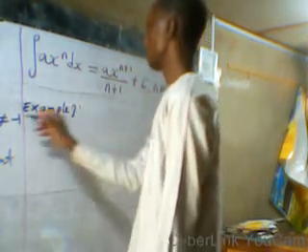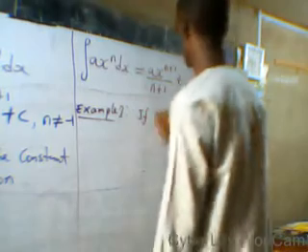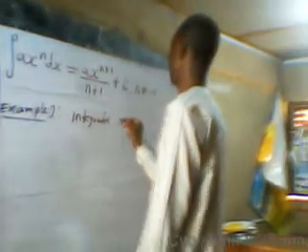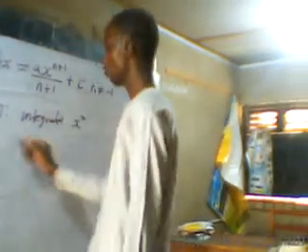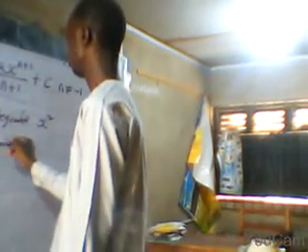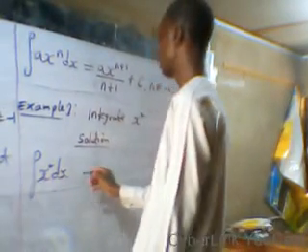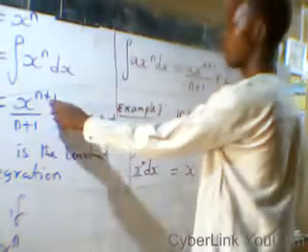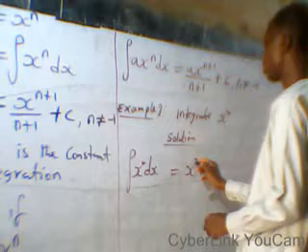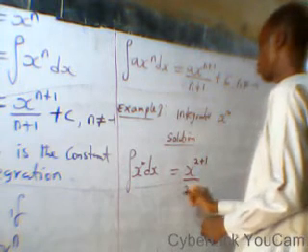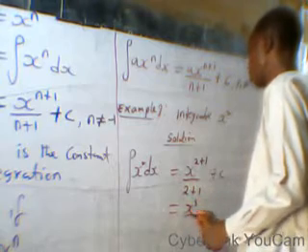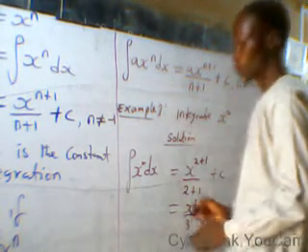Example 1. We are told to integrate x squared. Solution: we have the integral of x squared dx, and this is the same thing, according to this formula, as x raised to power n plus 1. N here is now 2. That means we have x raised to power 2 plus 1 all over 2 plus 1 plus c, and this is equal to x raised to power 3 all over 3 plus c, and that's what we have.